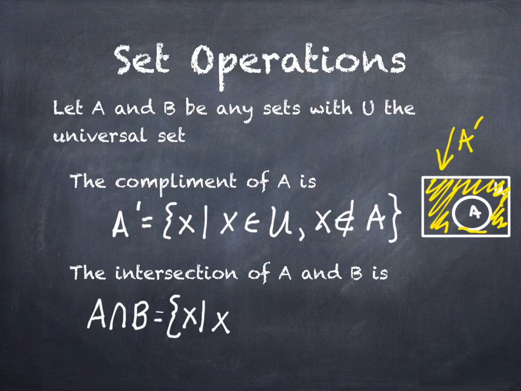We know how to write x is an element of A. And we need the word and because we said it has to be in both. And x is an element of B. Okay, and that and here means both.